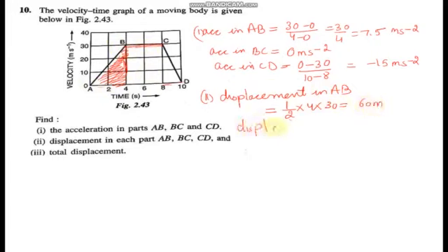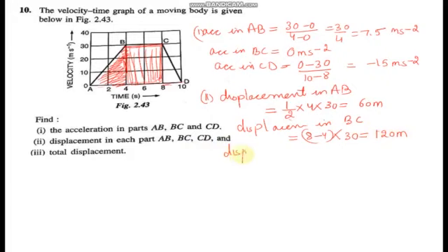Similarly, what is the displacement in BC? In BC, the area under BC will give us the displacement. It is a kind of rectangle. Its length is from 4 to 8, so the length is 8 minus 4. And what is its breadth? From 0 to 30. So it is 120 meter.